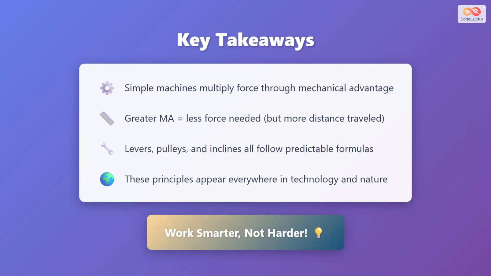Let's review the key points. Simple machines multiply force through mechanical advantage, making difficult tasks manageable. A greater mechanical advantage means less force is needed, though you must move through a greater distance. Levers, pulleys, and inclined planes all follow predictable mathematical formulas that let us calculate their effectiveness. These principles appear everywhere in technology and nature. Remember, work smarter, not harder. By understanding mechanical advantage, you can use simple machines to accomplish amazing things with minimal effort.